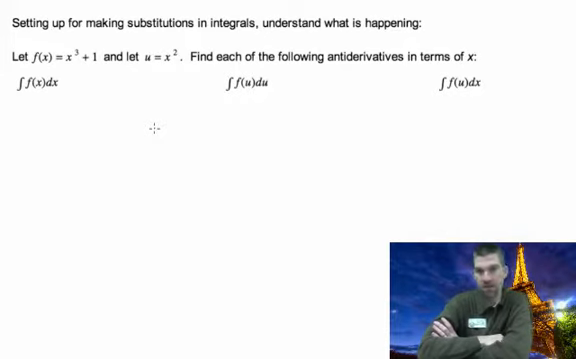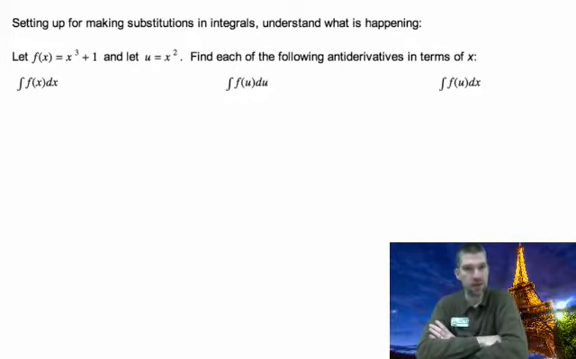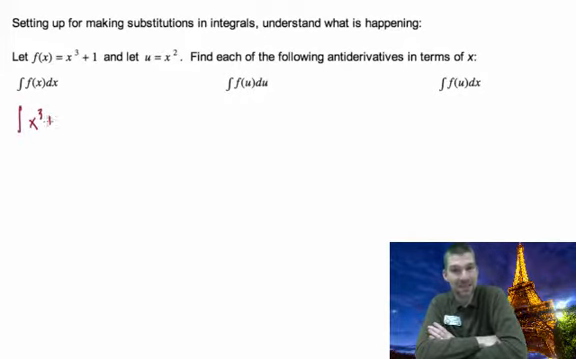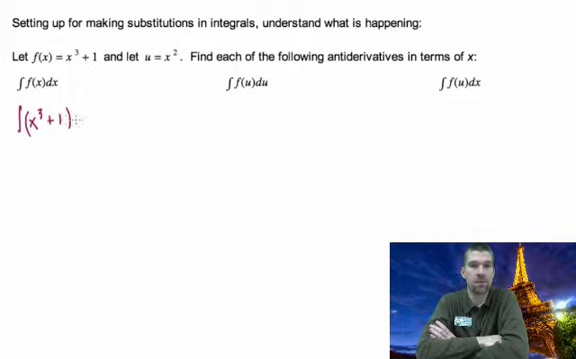So we're going to let f of x equal x cubed plus 1. We're going to let u equal x squared. So find each of the following. Now, first step, when we take this integral, we need to make sure that all of the variables are the same. So f of x dx, that's good. f of x dx is good. That means that we're ready to integrate. So we go ahead and do that.